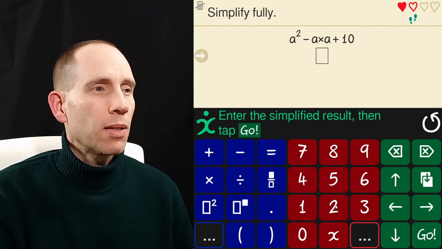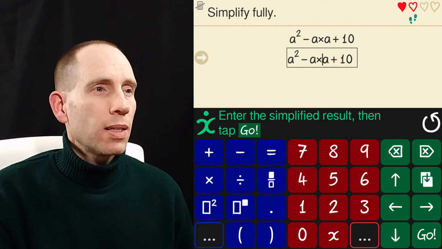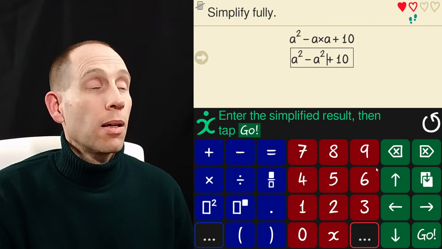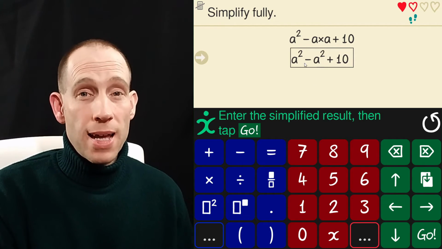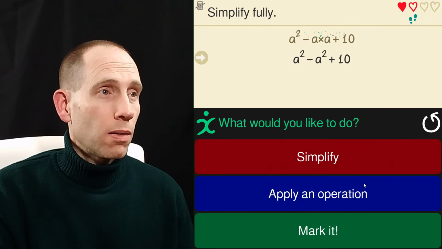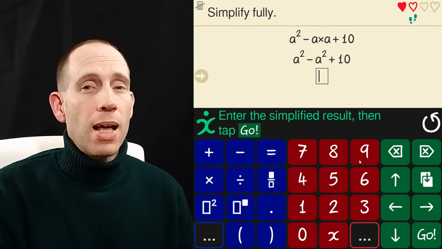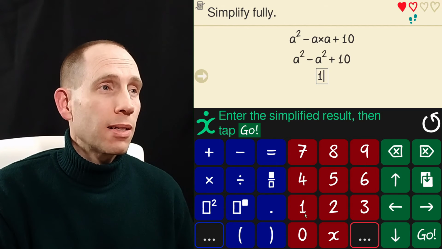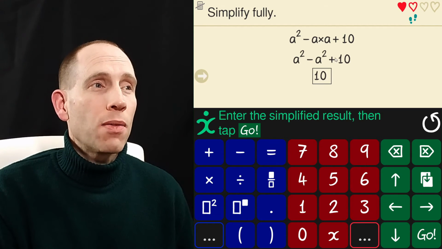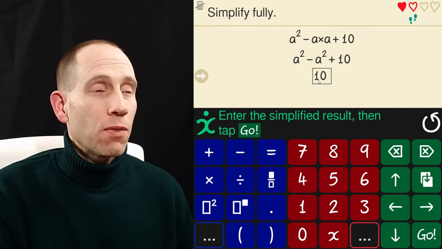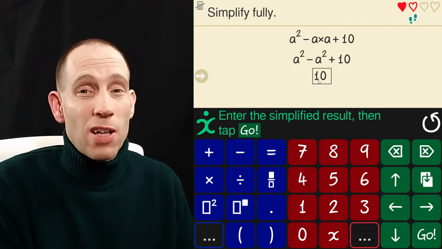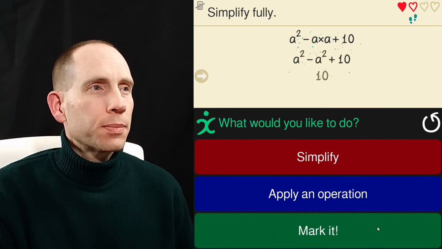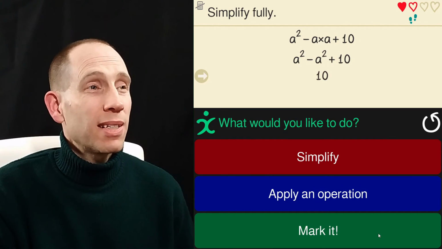Okay, so similar idea with this one. So this a times a is actually a squared, but then I've got an a squared take away an a squared. So anything take away itself is just going to leave us with 0. So that's going to leave us with 10. Note now that because 10 is now the first term in the sum, or it's on its own, I don't need to write its plus sign down, it can become invisible. But it's still a positive 10.